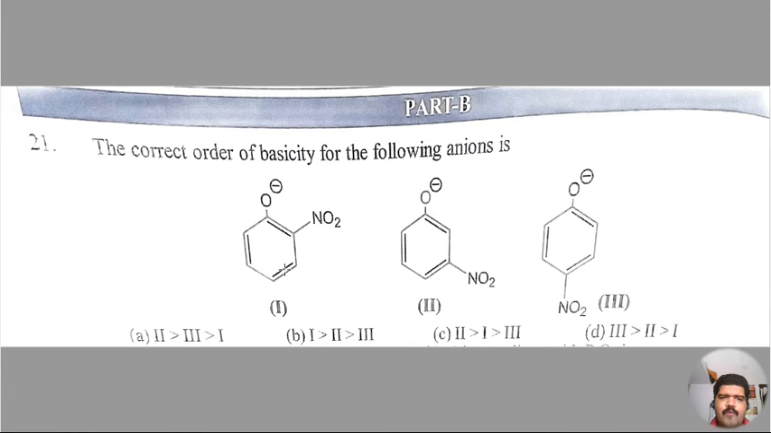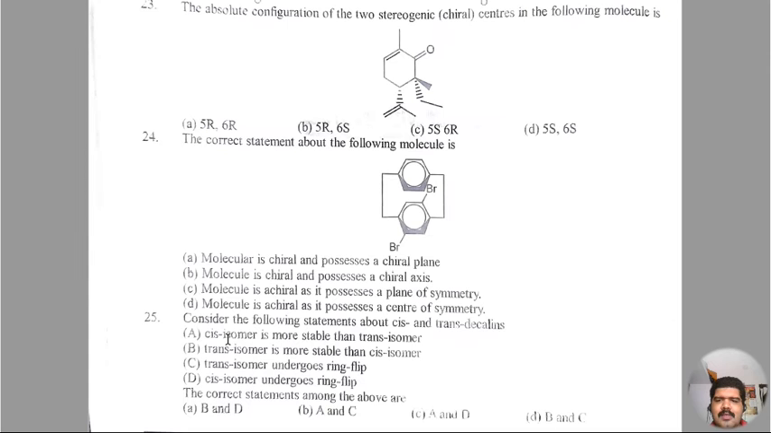Then, out of 1 and 3, due to the ortho effect you can have the basicity much decreased here. So out of 1 and 3, 1 will be least basic. So the right answer will be 2 is most, then comes 3, then comes 1. So A is your right answer.